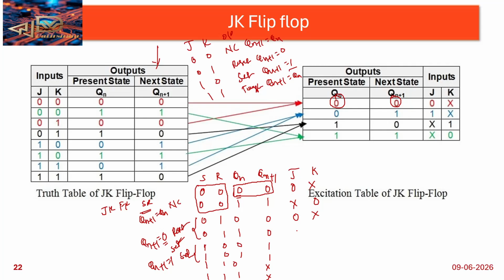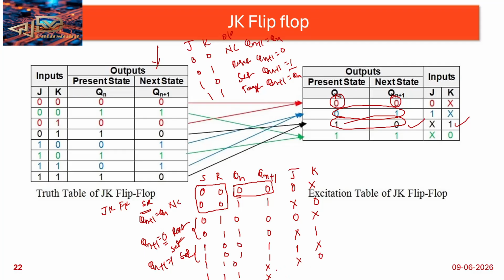The 1, 0 case. What is the value? Don't care, 1. This is the 1, 0 case, don't care, 1. I'm taking the JK value. Don't care, 1. And the 0, 1 case. What is the 0, 1 case? The 0, 1 case is 1, don't care. And the 1, 1 case again is don't care, 0.